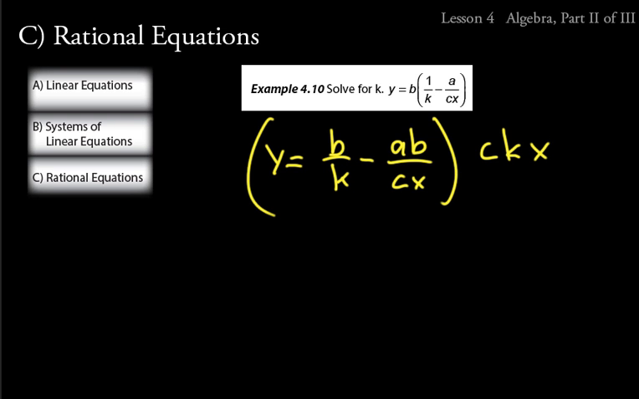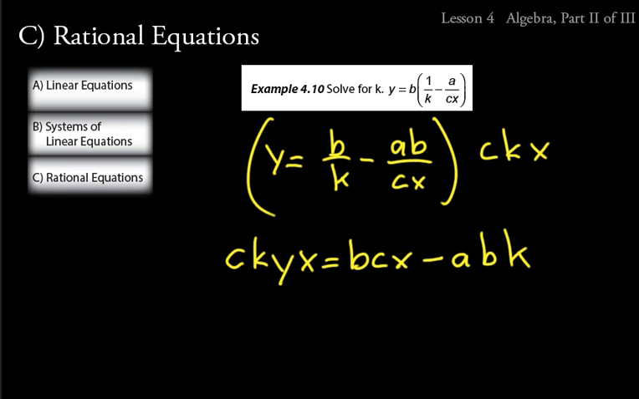We can multiply everything by ckx, and that would give us ckyx is equal to, the k's would cancel in b over k, so we'd have bcx minus, the cx's would cancel here, so we'd have minus abk. We're solving for k. We're not solving for x. We're not solving for y or for a or anything like that.